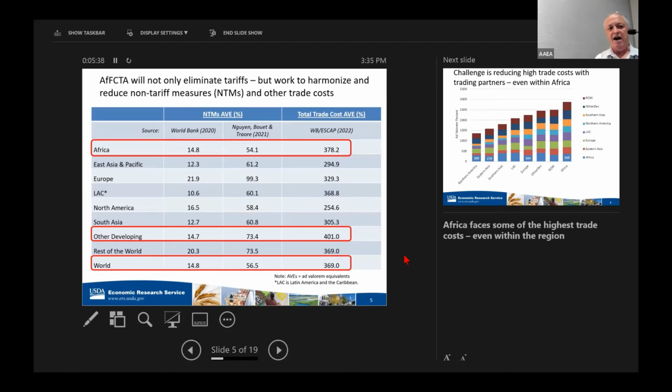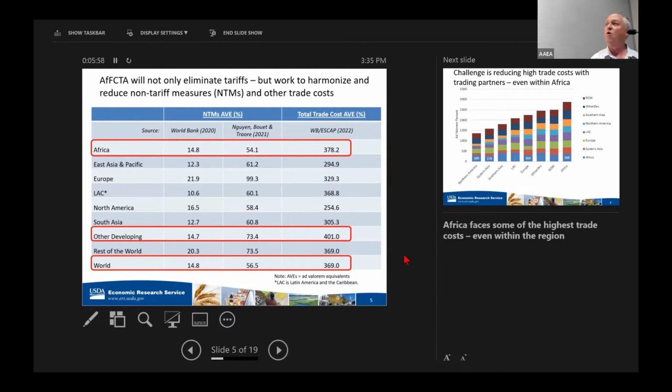And the Africa Continental Free Trade Area will not only eliminate tariffs, of course, once it's fully operational, but work to help harmonize some of these non-tariff measures, the SPS, the technical barriers, and hopefully with that may actually reduce some of these.